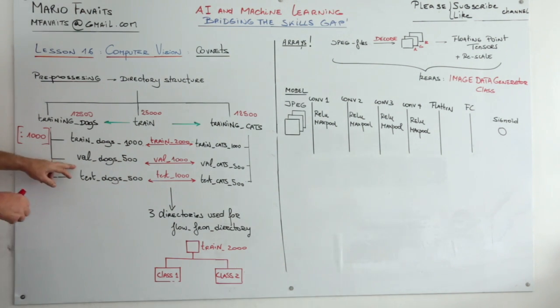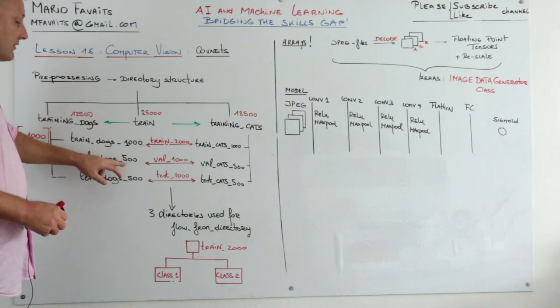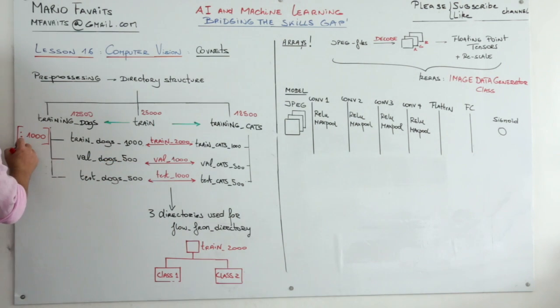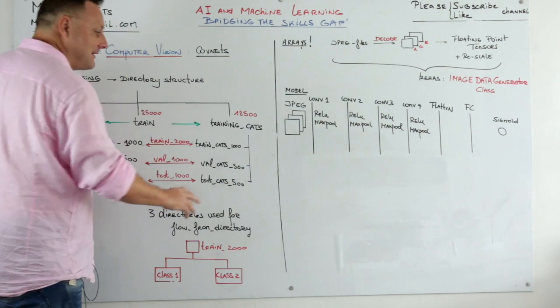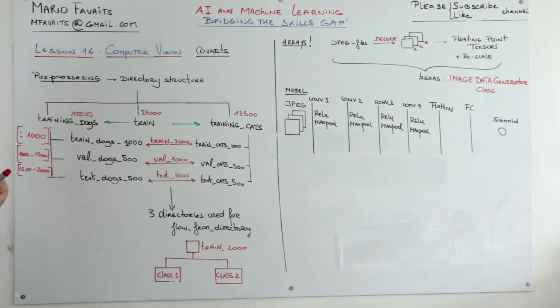Then the next 500 files will go into the val dogs 500. But here you're going to go from 1000 to 1500. Alright, and then the next 500 are going to go from 1500 to 2000. So this is how we're going to identify the files here and move them to these 3 directories. And we're going to do exactly the same on the cat side.